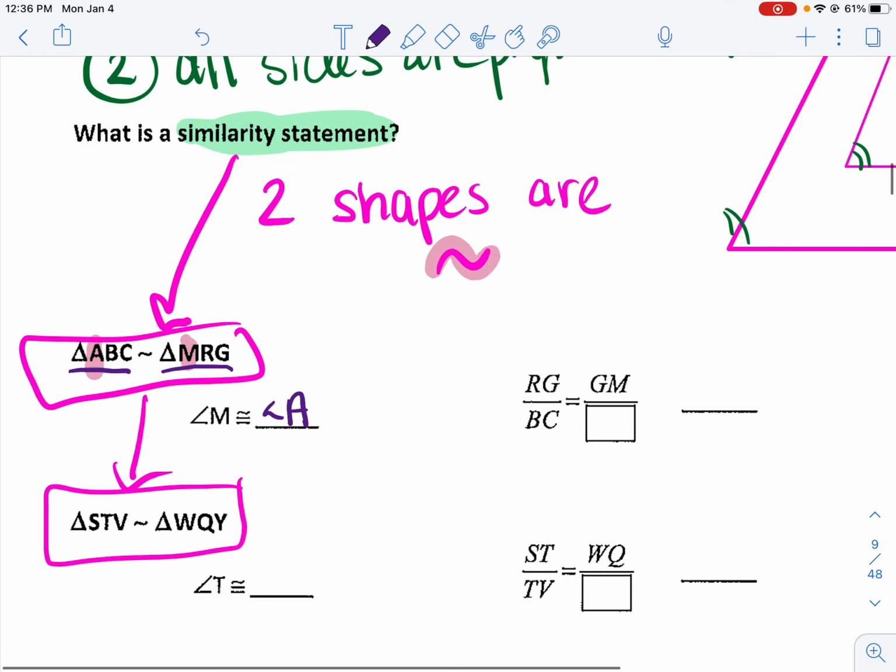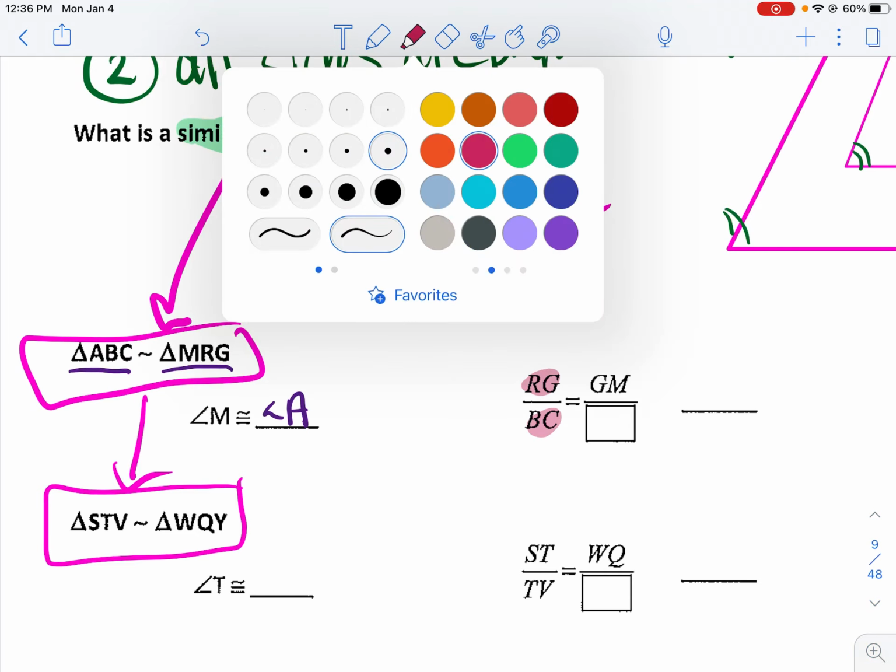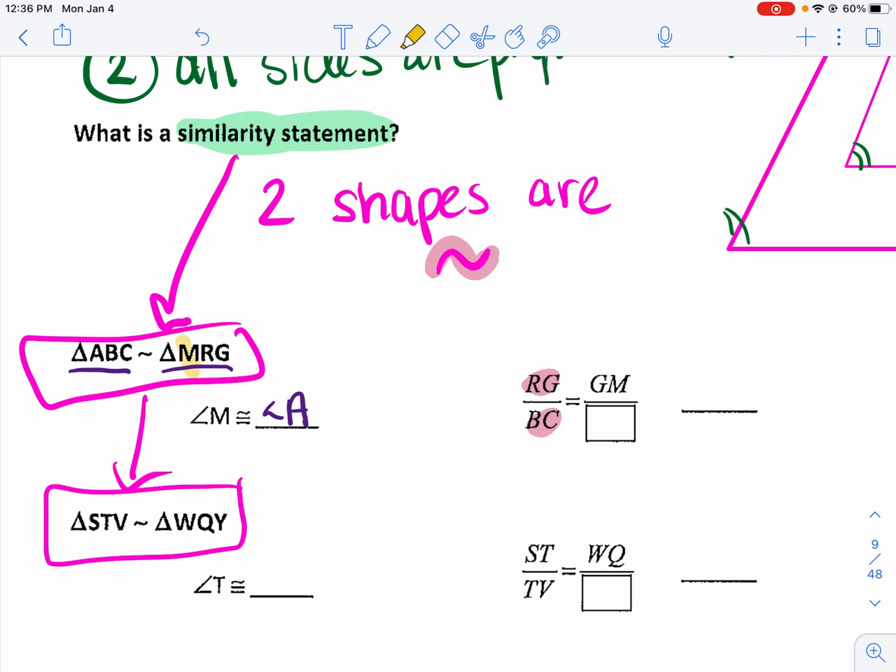Now, this can get a little trickier with the proportion. This is what Miss Vala did with you guys yesterday. So here's RG, and here's BC. Do you guys see how those are in the same spot? RG to BC. Okay, so we went from the second triangle to first. Now let me pick a different color. GM, that's on the beginning and end. That has to match up with CA. Okay?